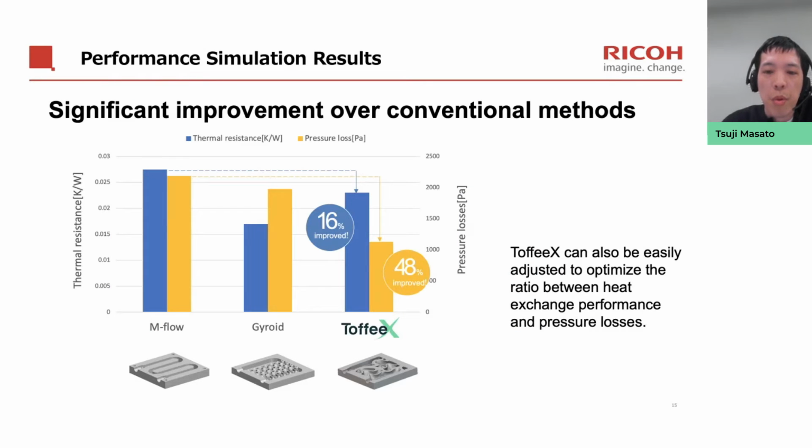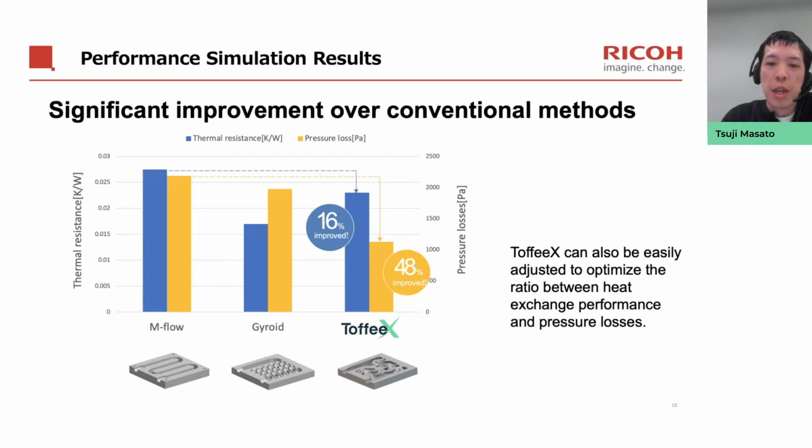Here are the performance simulation results. We evaluated thermal resistance and pressure losses. The blue line on the left axis is thermal resistance. The yellow line on the right axis is pressure losses. Lower values for these mean better performance as a heatsink.